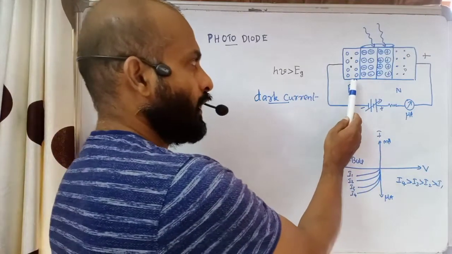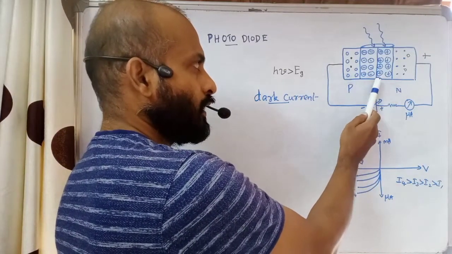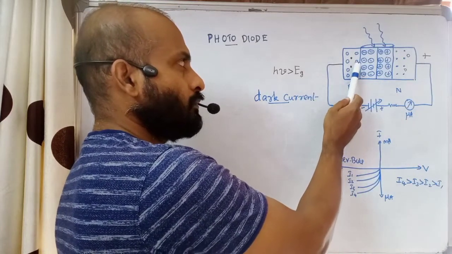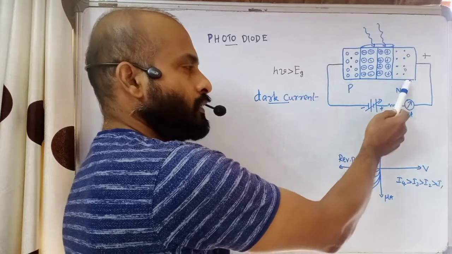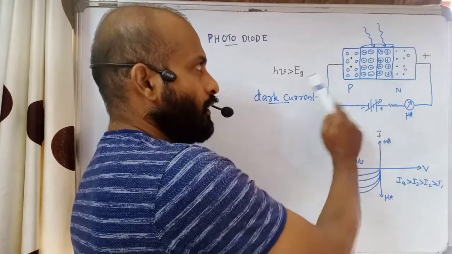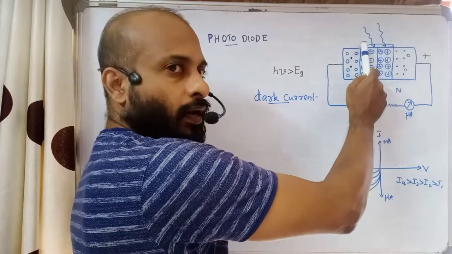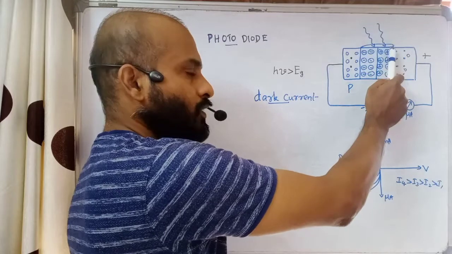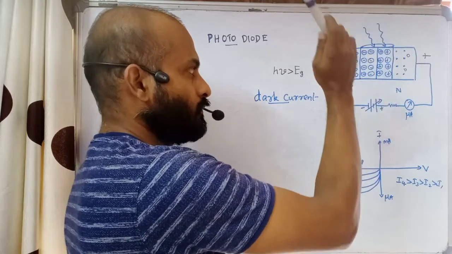The photodiode has a PN junction. This is the P side and this is the N side. The P side contains a large number of holes and the N side contains a large number of electrons. This is the junction. And there will be a glass covering, a glass window. Through the glass window, light can fall on this junction region, in the depletion region.